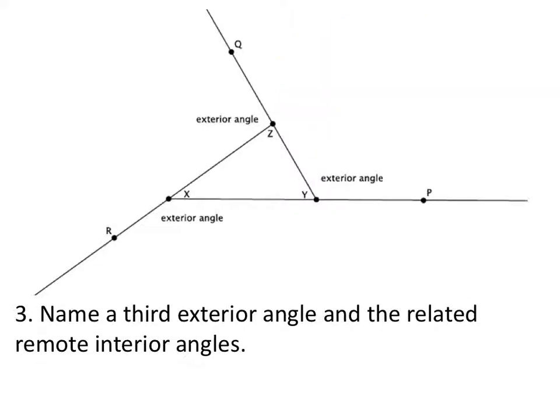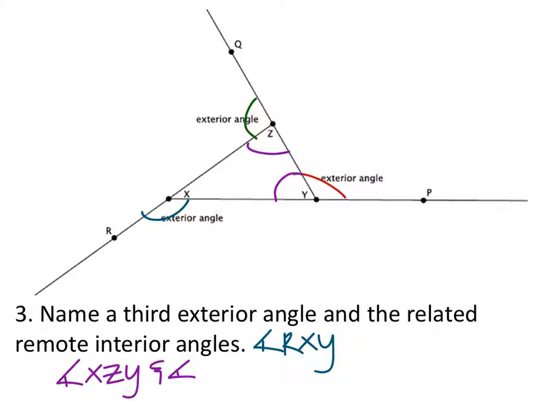The third one, we've already addressed this one and this one, so now we'll go to this exterior angle, angle RXY, and it would have the two remote interior angles here and here in purple, which are angle XZY and angle XYZ. So those two purple angles again are the two remote interior angles with that blue exterior angle.